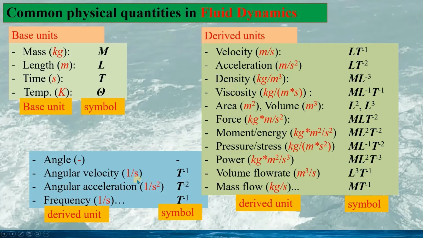And we also have some very special derived units. For instance, angle actually has no unit; although we use radians, it is not a formal unit. So the angular velocity has a unit of per second, so the symbol would be T to the power of -1. The angular acceleration is per second squared, so the symbol is T to the power of -2. And the frequency is per second, so the symbol would be T to the power of -1, and so on.